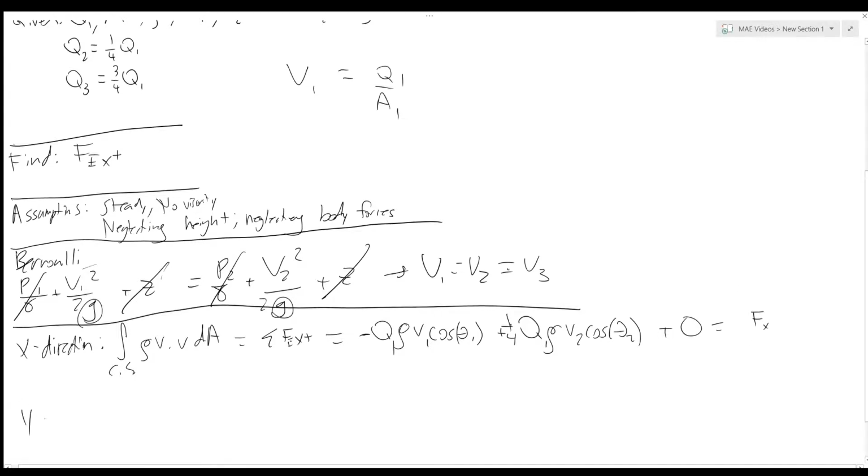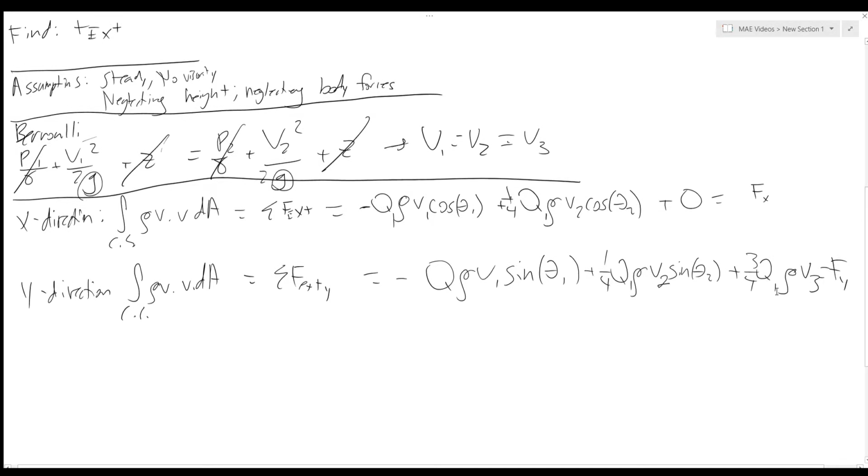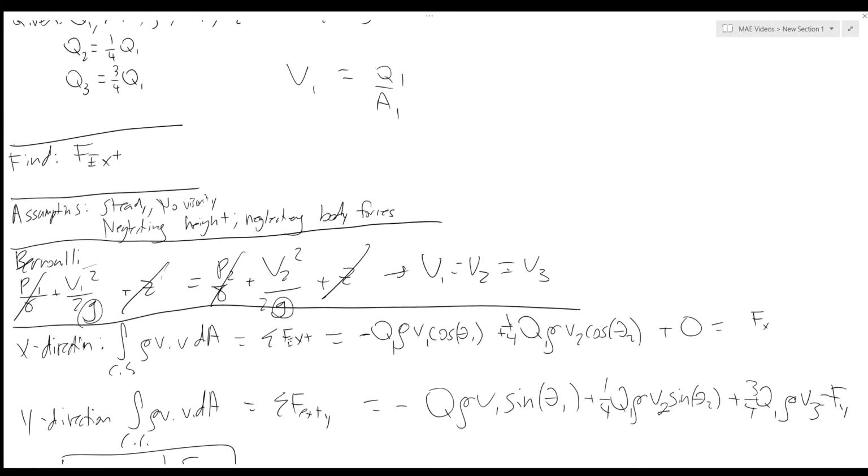And we can do the same thing with the y direction, where this is equal to negative Q1 rho v1 sine theta 1, plus 1/4 Q1, because that's Q2, rho v2 sine theta 2, plus 3/4 Q1, which again equals Q3, times rho v3, which equals your force in the y. And then doing this, we now have Fx and Fy, and we've figured out what we were trying to find.